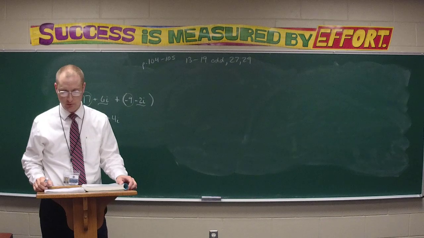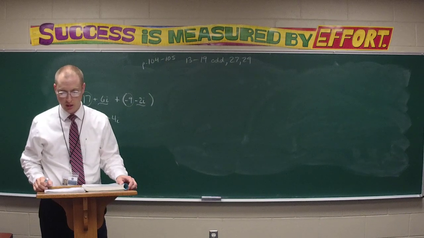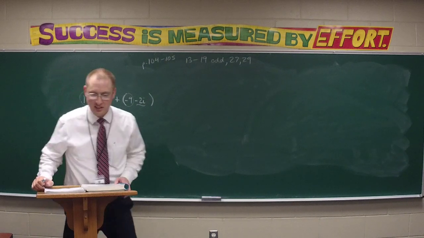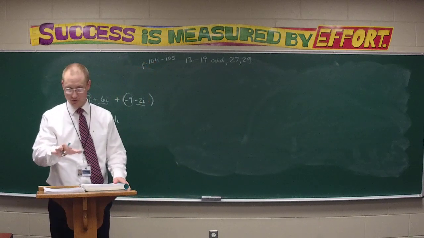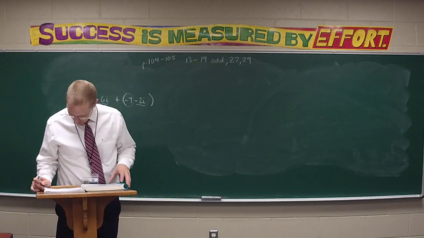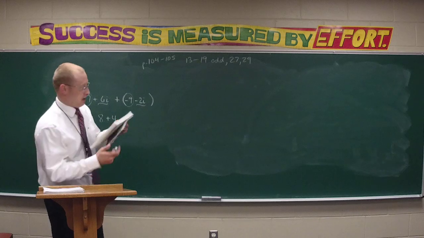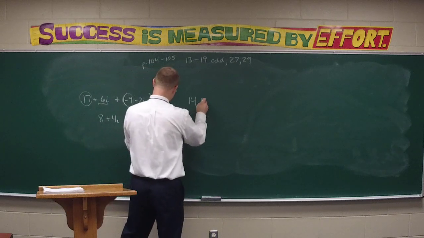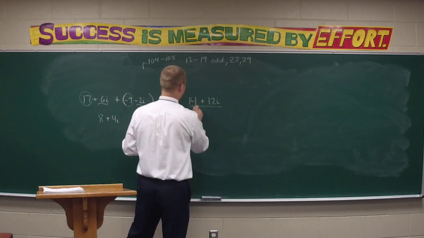On page 105. At the top of the page, 27 and 29? No, I got it. You're good on the FOIL? Yeah. All right, just checking. All right, take a look at number 31. Number 31. We got a 14 plus 12i all over 2.